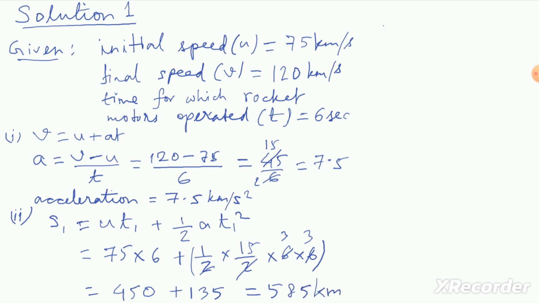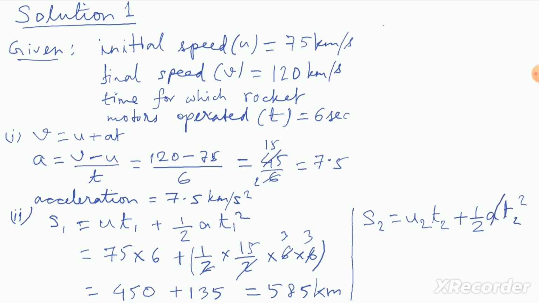Now the second part, when the motors were switched off, the remaining 4 seconds the rocket moved up with a constant speed. First of all, we see that the final speed it became was 120 km per second. So in the next 4 seconds the rocket moved a distance with a speed of 120 meter per second. Again you have to consider s equals u t plus half a t square, but here we'll consider s equals u2 into t2 plus half a t2 square.